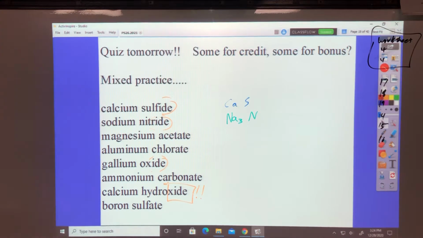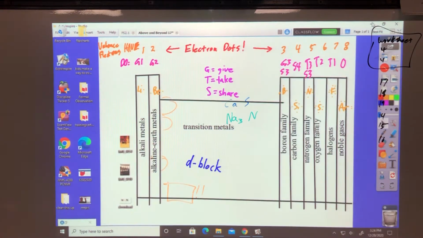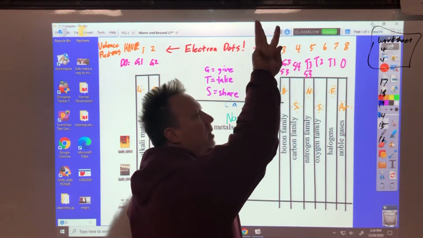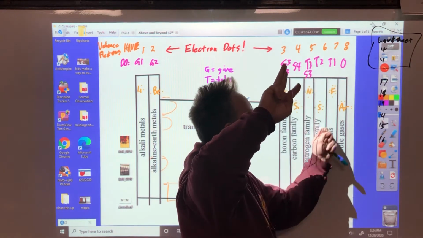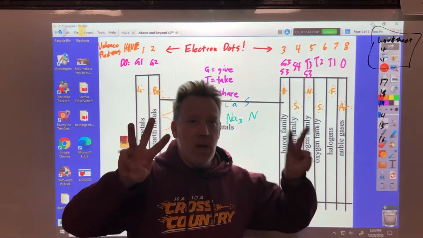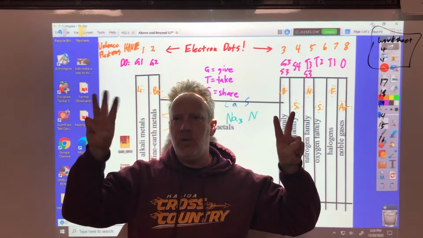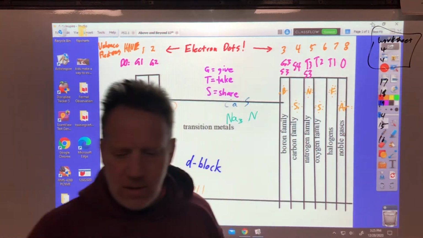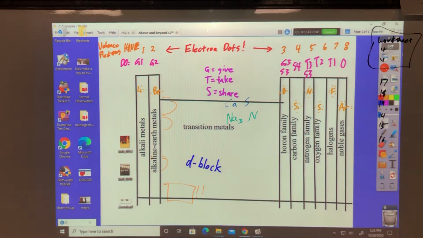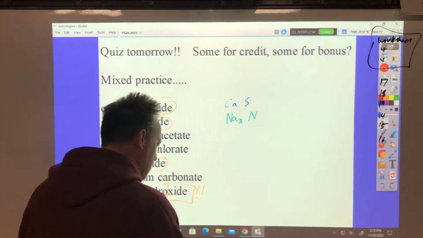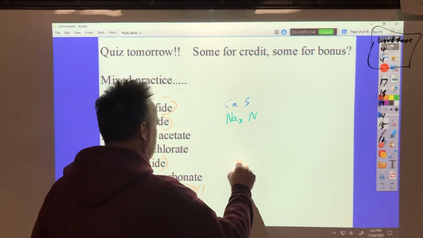Gallium oxide. Okay, gallium is under boron a couple positions, giving 3. Oxygen's over here, taking 2. Not a match. How do you make it a match? I need a couple of 3s to give 6, and 3 2s to take 6. So that one should be Ga2O3.